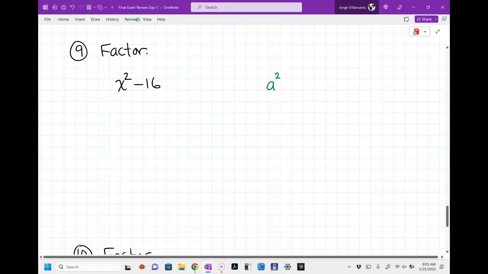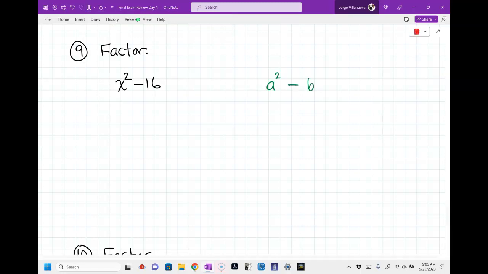If you have a term that you can write out as a squared term minus another term that you can write out as a squared term, then your factor looks like this, just a minus b, a plus b. You don't have to do the X method. You could. If you want to do the X method, your b value is 0. But you don't have to do it.